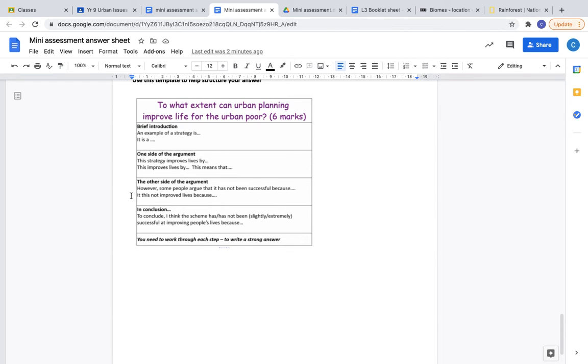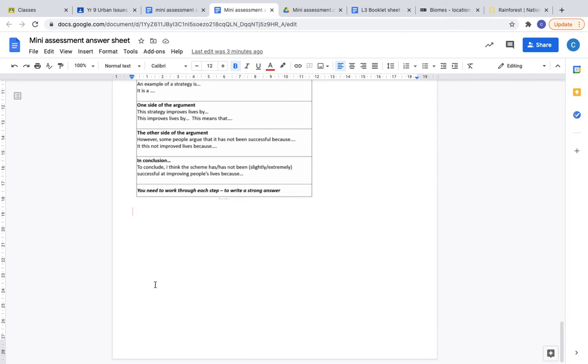So then we're going to move on to the other side of the argument, because it's a to what extent question. So we might say, however, some people argue that it's not been successful, and you can come up with some reasons here. And then you need to say why. So you need to say this means that, or because, come up with some evidence, and then link it back to the question again. Then we're going to move on to our conclusion. And I'd like you here to tell us your opinion. You need to use what you've written to say whether you think this is a successful scheme or not. And you write your answer just underneath here.